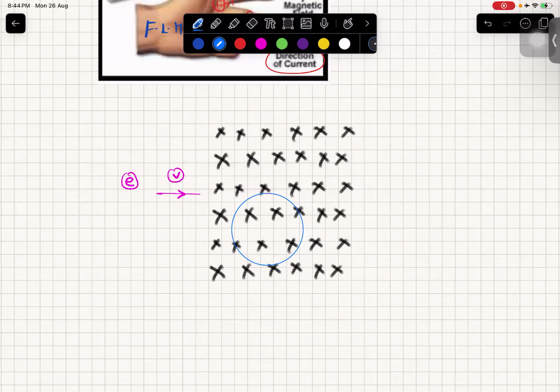Got it, right? So the motion will start here, moving in a circular path, as you can see. The direction of velocity of the particle is over here, the velocity of the electron, but the current will be in the opposite direction, right? And the magnetic field is into the page, and hence the force will be towards the center of that point.